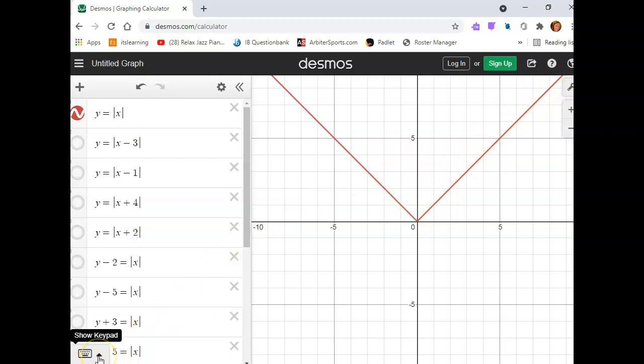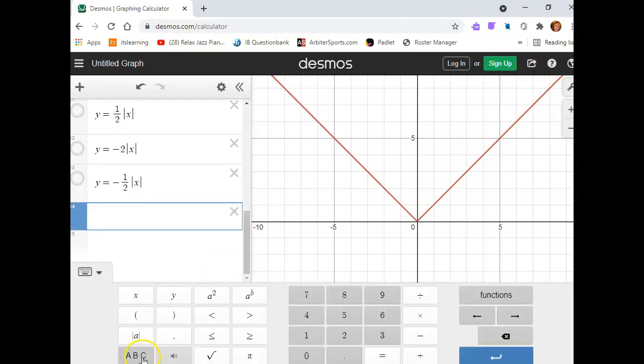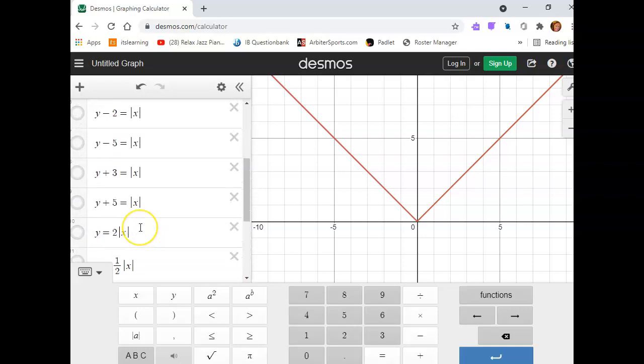If you're looking for the absolute value bars on Desmos, they're right here, right above the ABC. It's got the bars on the outside of the little letter A, and that'll give you the absolute value bars. Just remember, when you're typing, you need to hit the bar first, type what's inside, and then hit the bar to close it. It works just kind of like parentheses do.